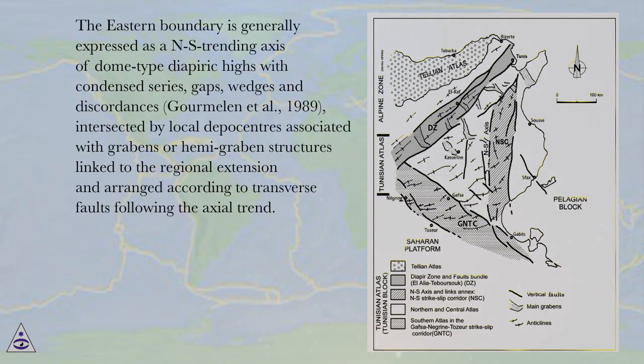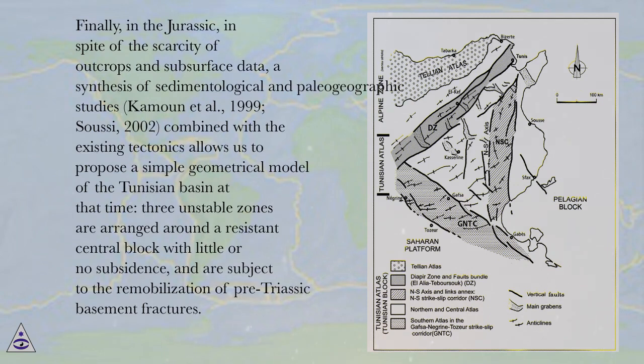The eastern boundary is generally expressed as a NS trending axis of dome-type diapiric highs with condensed series, gaps, wedges and discordances, Germelin et al., 1989, intersected by local depocenters associated with grabens or hemigraben structures linked to the regional extension and arranged according to transverse faults following the axial trend. Finally, in the Jurassic, in spite of the scarcity of outcrops and subsurface data, a synthesis of sedimentological and paleogeographic studies, Kalmoun et al., 1999, Susi, 2002, combined with the existing tectonics allows us to propose a simple geometrical model of the Tunisian basin at that time.